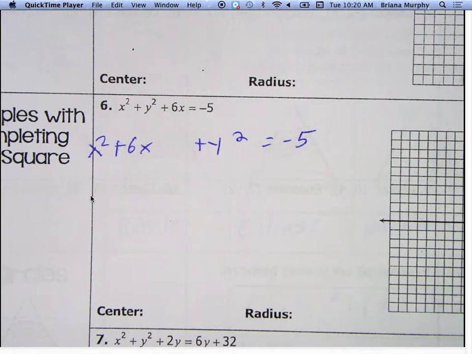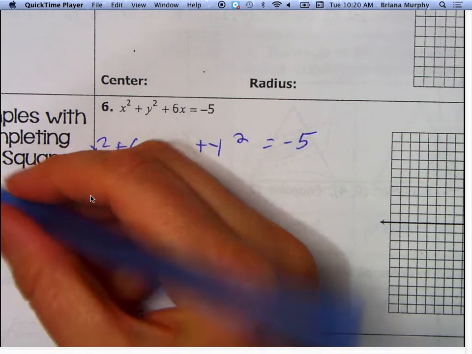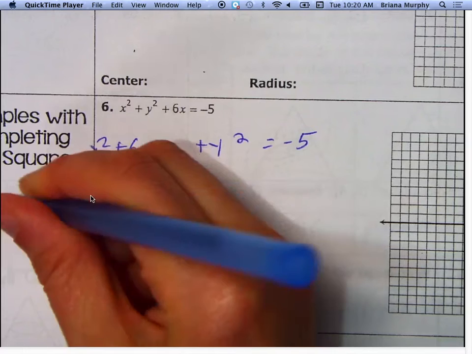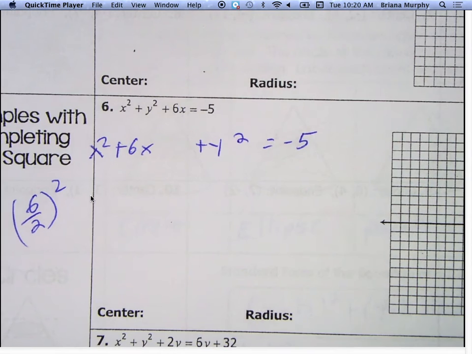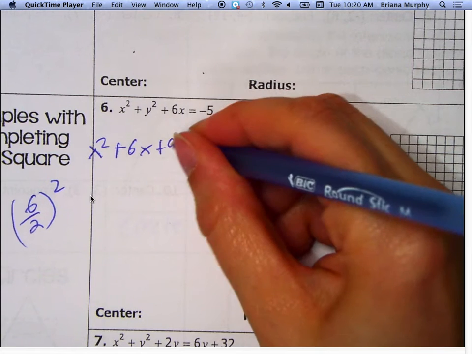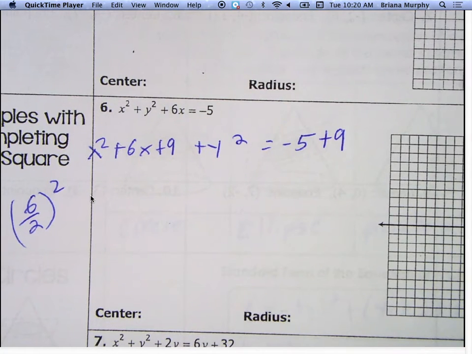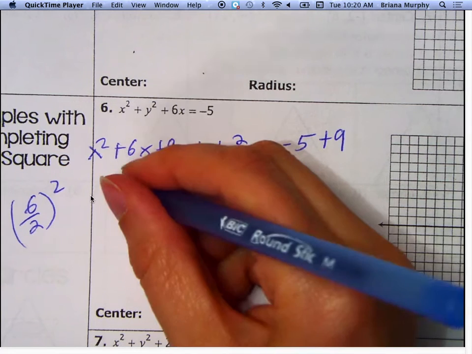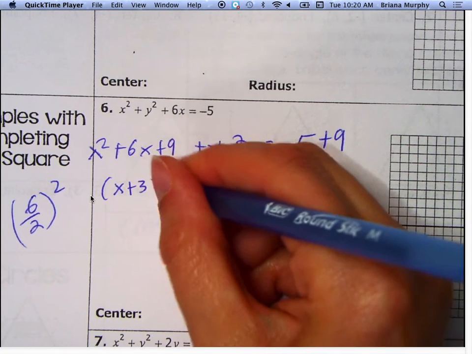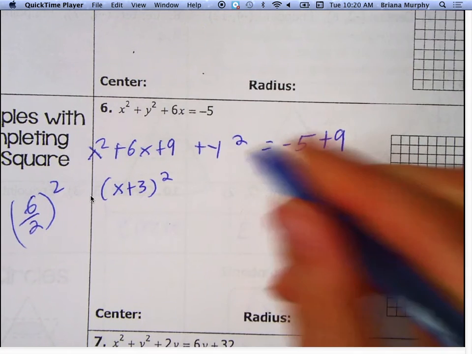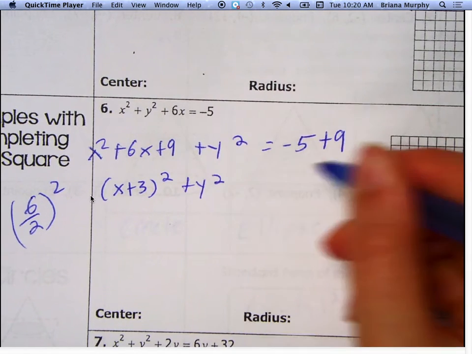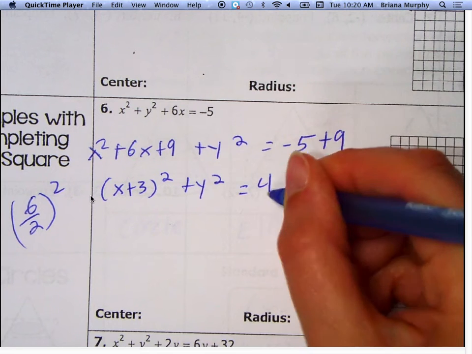Okay? So how we're going to do this is we're going to take 6, we're going to divide it by 2, and we're going to square it, which gives me what? 6 divided by 2 squared, guys. Good. I'm going to add 9 to both sides of the equal sign. Now, x squared plus 6x plus 9 just gives me x plus 3 squared plus y squared equals 4.